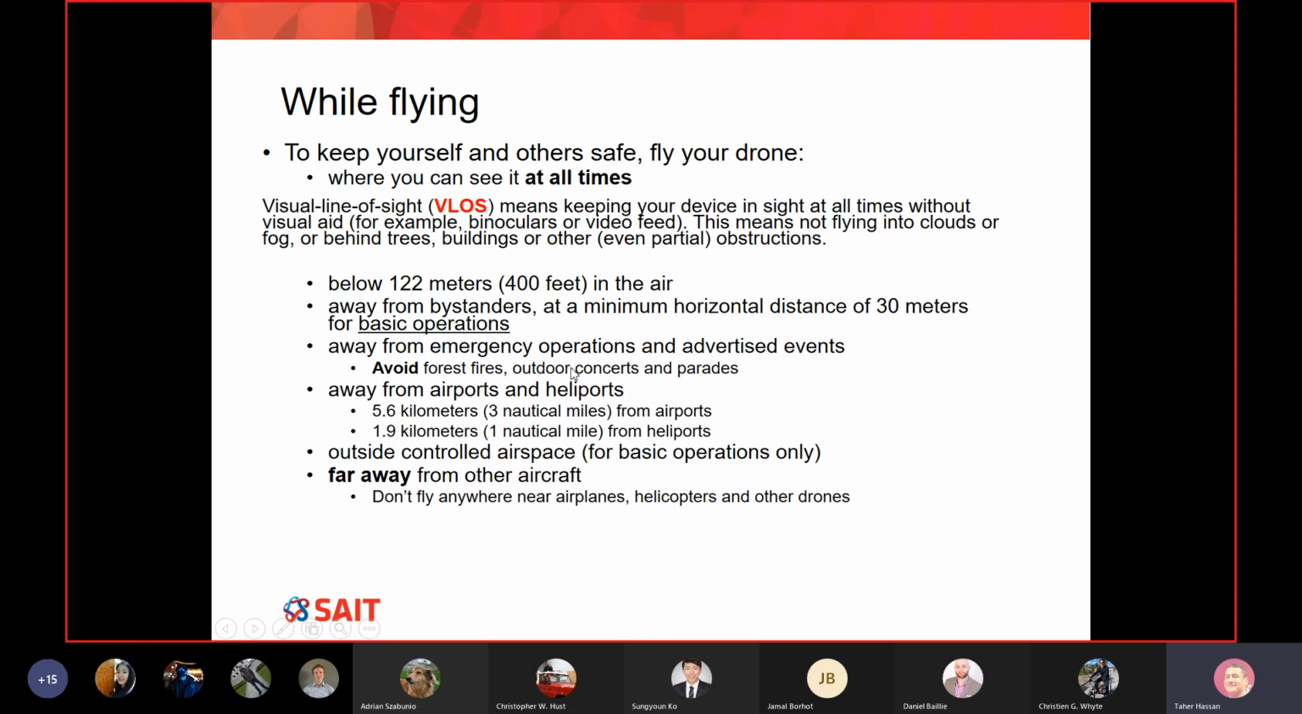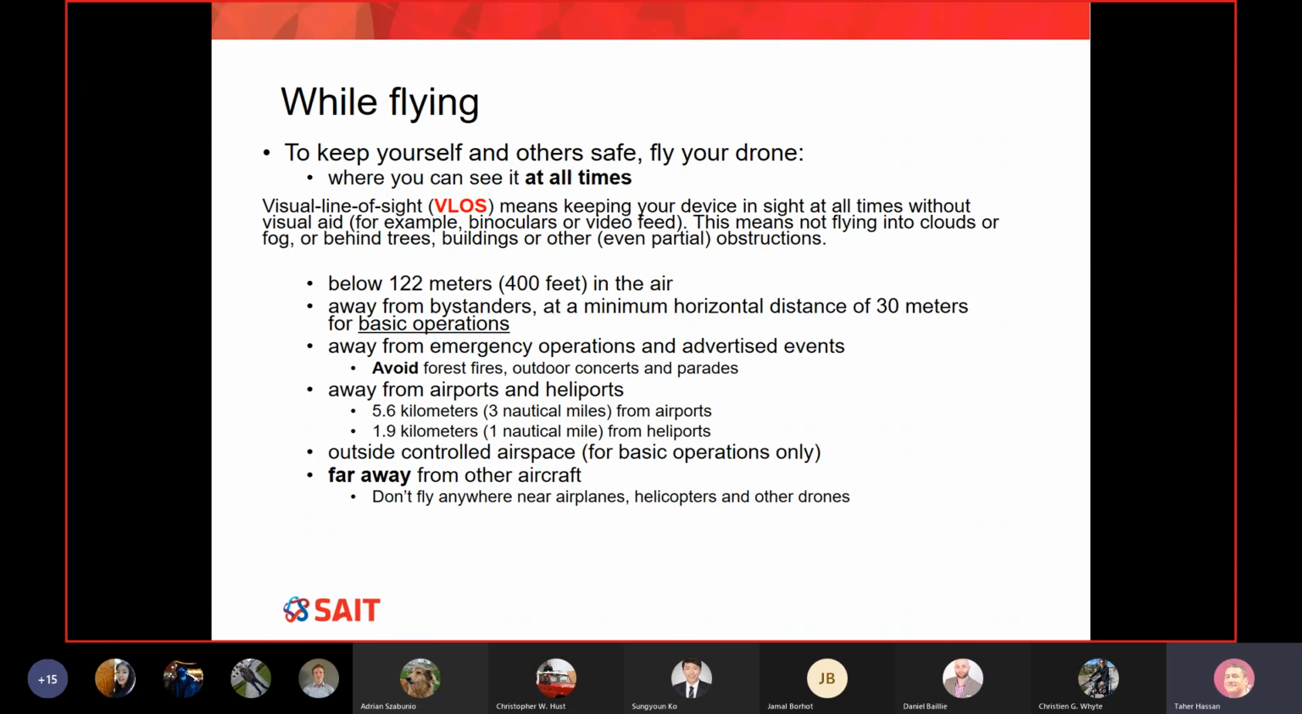Number one, and please pay attention, your drone must be all the time within your visual line of sight. It means I must maintain a line of sight. It means all the time I need to see my drone. Not through a video feed, not through binoculars. You must see it with your eyes.